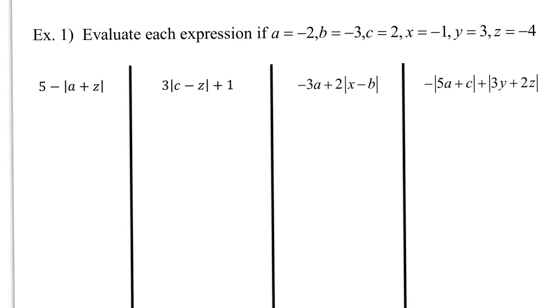So you guys see these expressions here, they're not equations because we just want to evaluate. So that's what it says here, evaluate each expression. If A equals -2, there's B, C, X, Y, and Z. So looking at the expression, let's go ahead and look at this one here on the left side. 5 minus the absolute value of A plus Z. Over here we have 3 times the absolute value of C minus Z. Notice there's nothing in between the 3 and the absolute value. And then we have +1. And then we have -3A plus 2 times the absolute value of X minus B. And you guys see this one here on the right side.